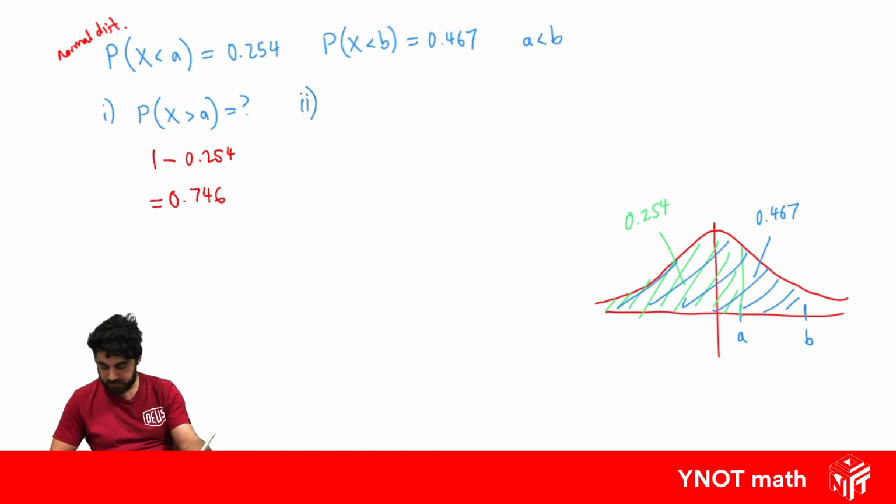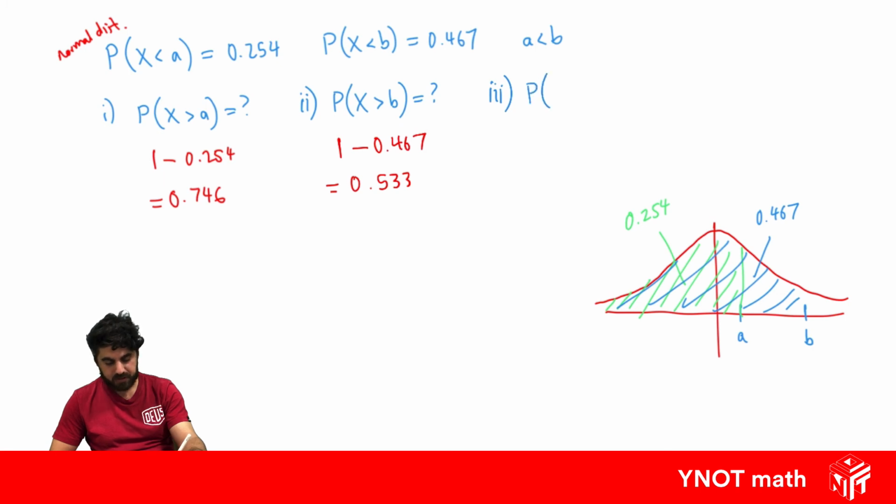Another question: what is the probability that a score will be greater than B? Well, again, we know everything that's less than B is 0.467. We know everything on this side needs to make it add up to 1. So that just means the answer is going to be 1 minus 0.467, which is going to give us 0.533.